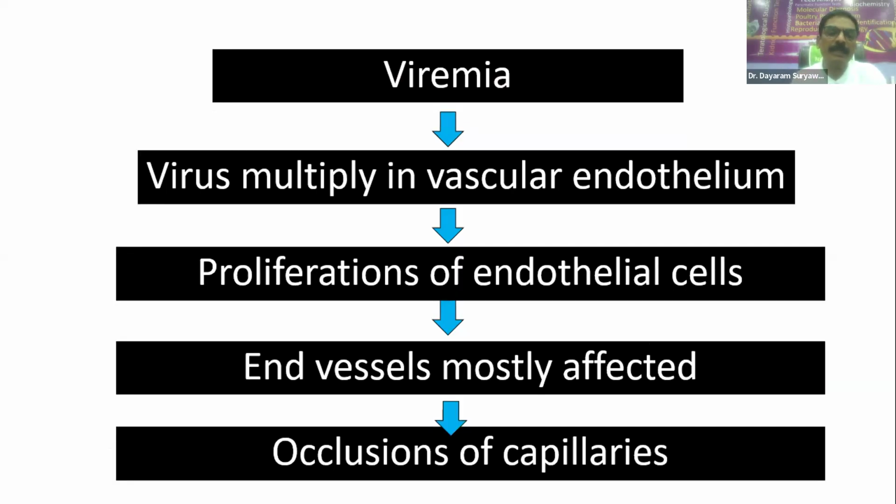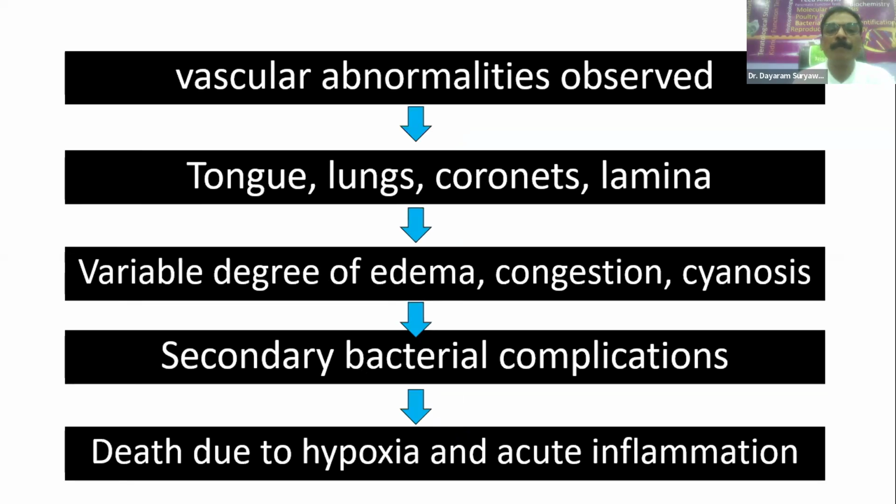After viremia, the virus settles into the various endothelial cells, and again starts multiplying in the vascular endothelial cells. After that, there is a proliferation of vascular endothelial cells, mostly observed in the small blood vessels. And once there is a proliferation of vascular endothelial cells, there is an occlusion of the small capillaries, and that leads to multiple abnormalities in the blood vessels or capillaries.